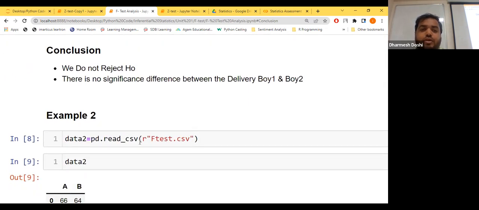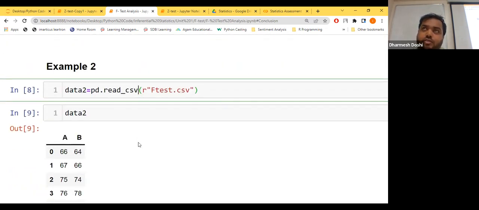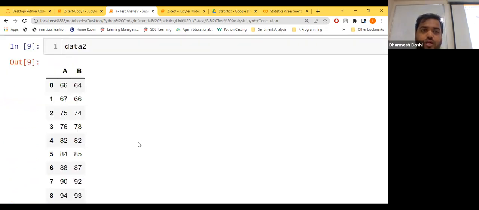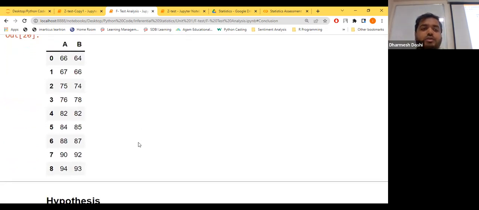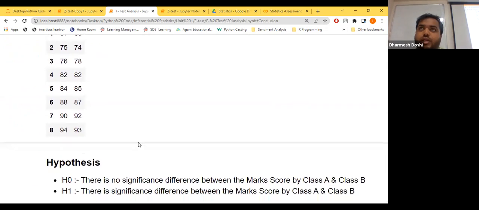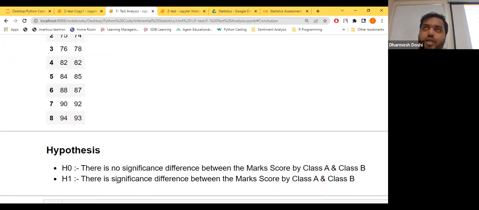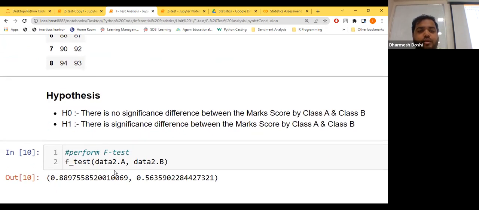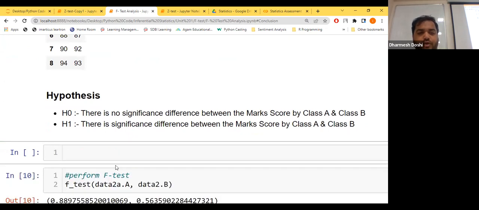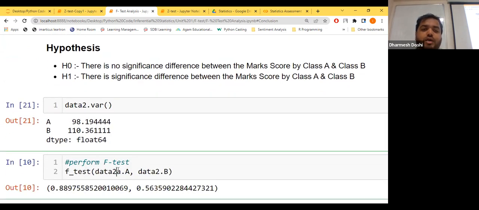Second scenario. I have taken data of 2 different classes and the score. How you perform in 2 different tests, test A and test B. Okay, class A and class B. Same hypothesis, I just change from boy 1 and boy 2 to class A and class B. First, we always remember you have to compute variance. Without variance, you cannot put the data, guys. Clear? Here it should come as B, here it should come as A.